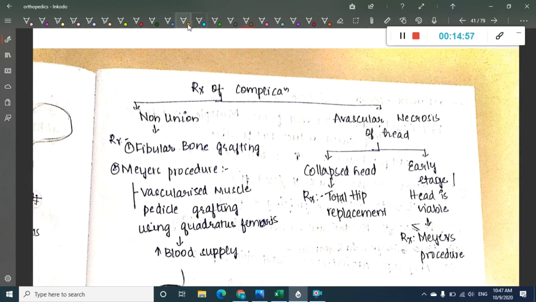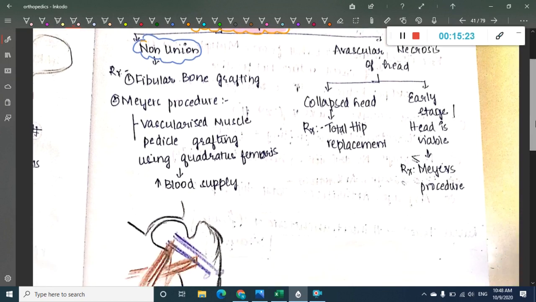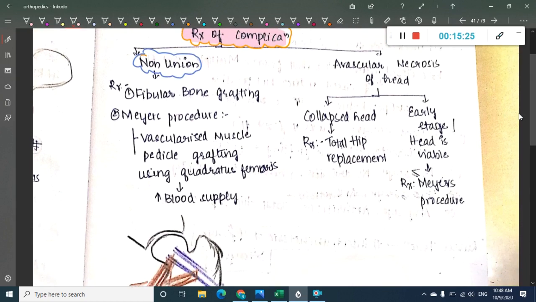We have already told you that the most common complication which you see due to fracture neck of femur is non-union, right? Now the question is, how are you going to treat this non-union? We have a few procedures by which this is treated. The most common complication of fracture neck of femur is non-union. This non-union is mainly treated by the following procedures.